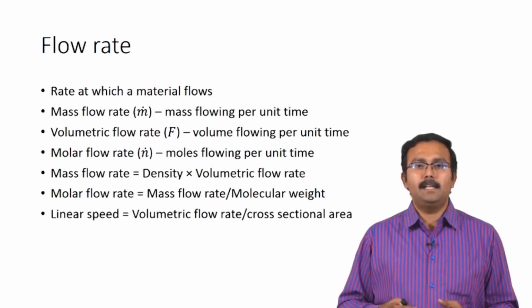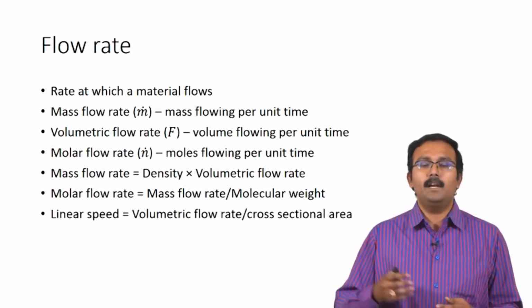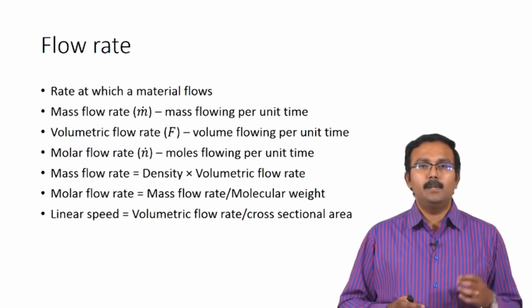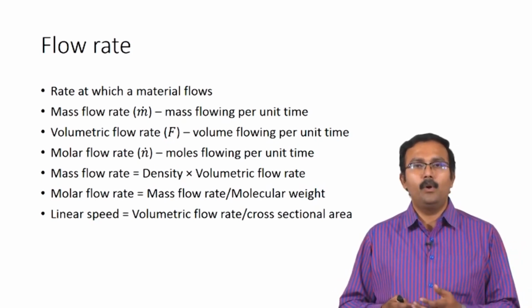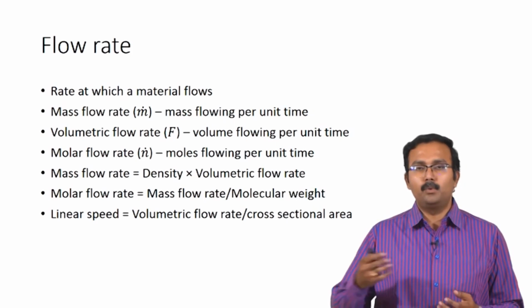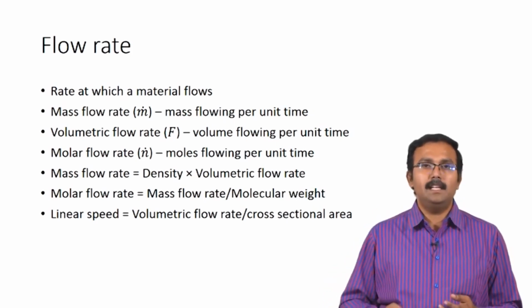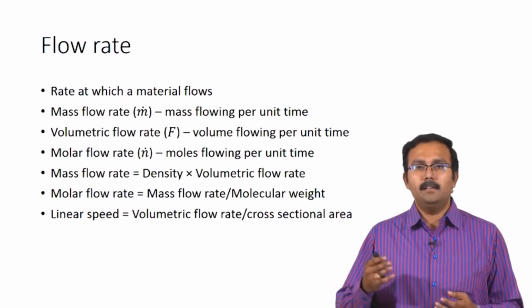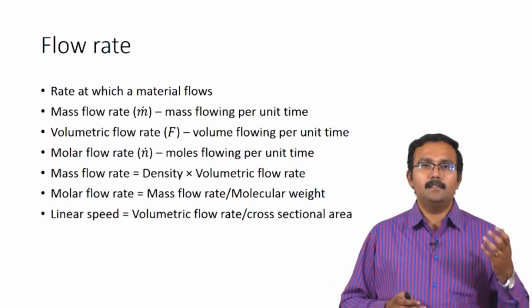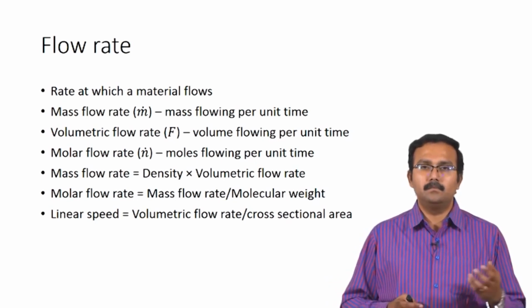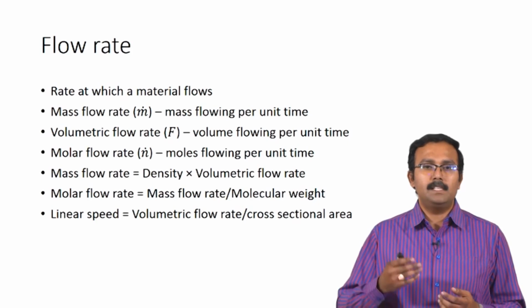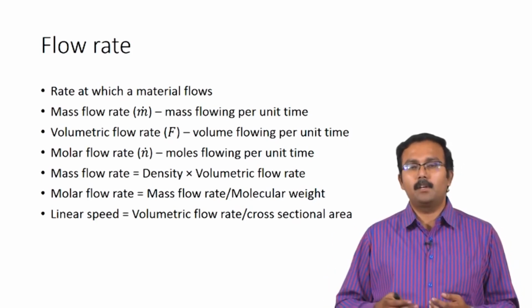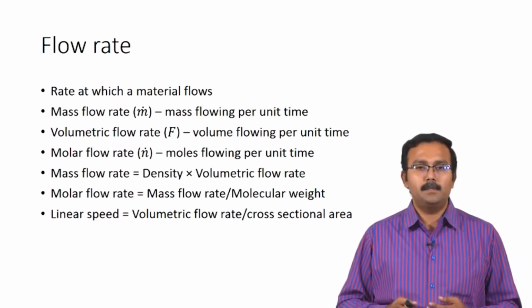Linear speed can be calculated as volumetric flow rate divided by cross sectional area. So, when you have any material flowing through a pipe or through some stream, then the cross sectional area of the flow can be used in the denominator, and you divide the volumetric flow rate by it. So, basically you do volumetric flow rate divided by cross sectional area to obtain linear speed.